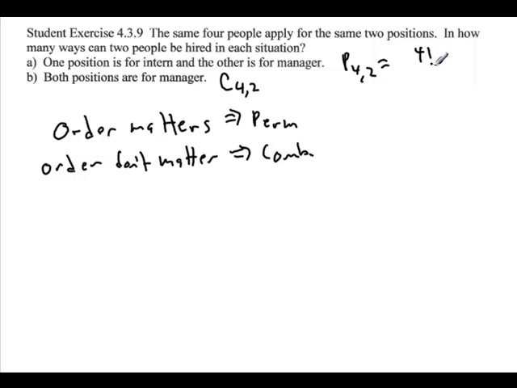So for permutation, it's 4 factorial over 4 minus 2 factorial. So that's 4 times 3 times 2 factorial over 2 factorial, which is 12.